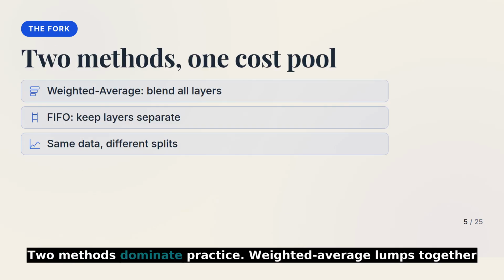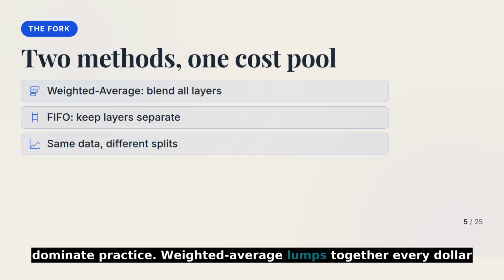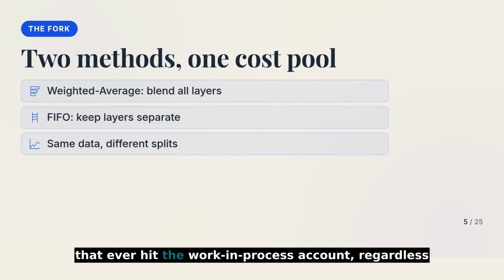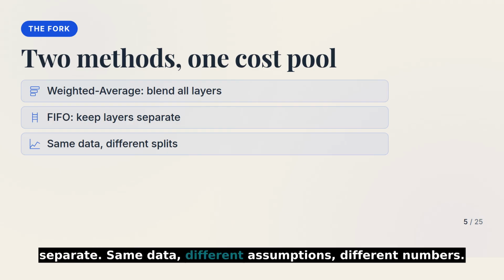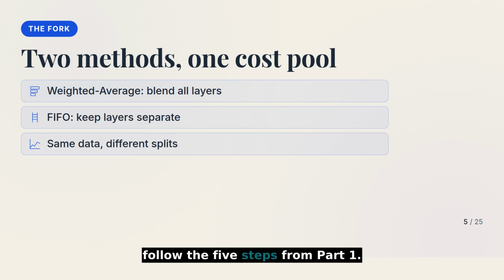Two methods dominate practice. Weighted average lumps together every dollar that ever hit the work in process account, regardless of period, and divides by total equivalent units done to date. FIFO keeps the layers separate. Same data, different assumptions, different numbers. Both methods follow the 5 steps from part 1.